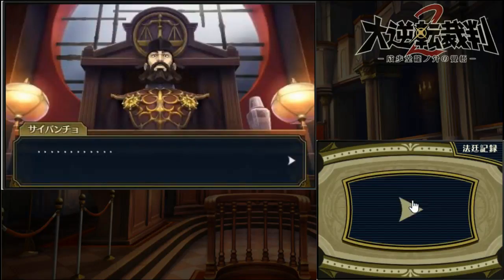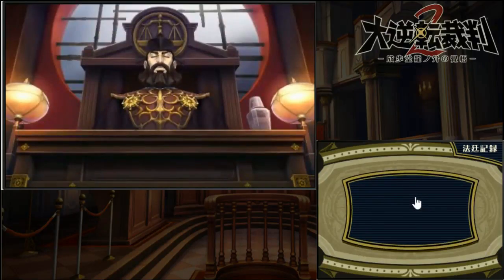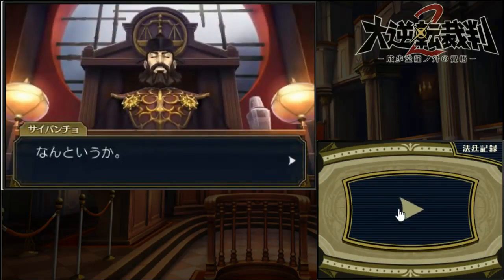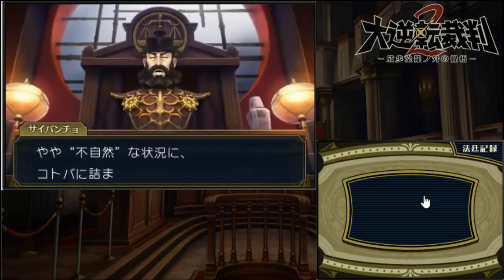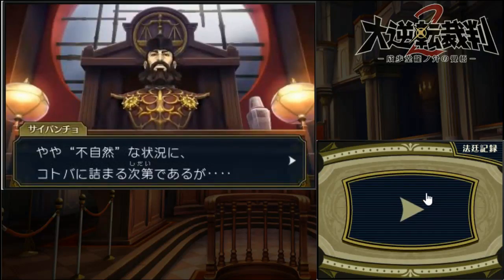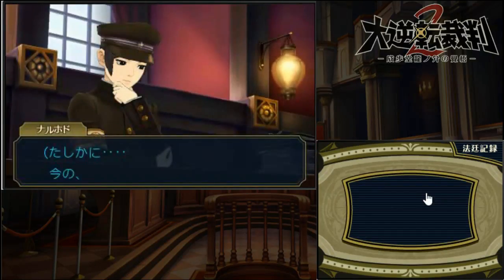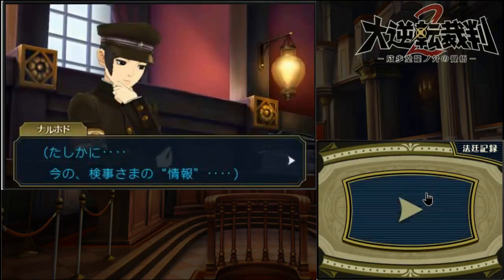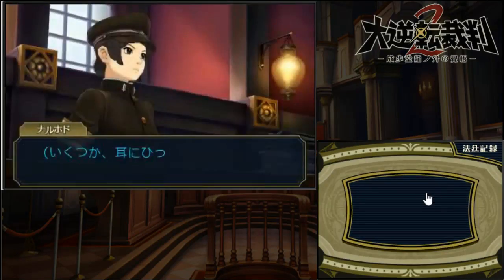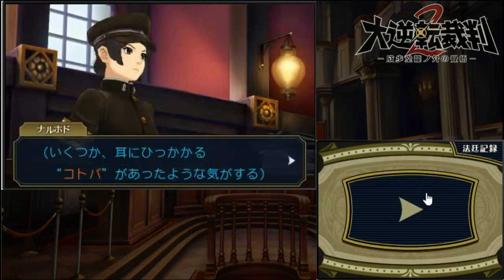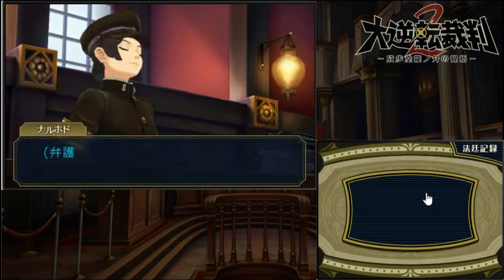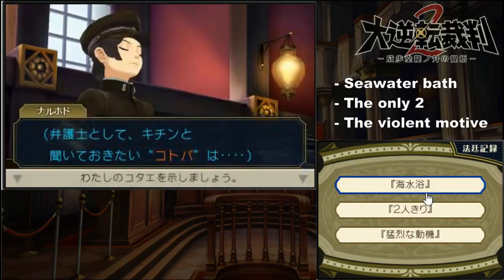There seems to be some details missing here, my good friend. How do I say this? I'm at a loss for words by the odd circumstances presented. Indeed, the prosecutor's information just now. There are some points that I can't help thinking it should be brought up. As an attorney, the information I should ask for additional clarity would be the seawater bath, there were only 2 people, and the violent motive. Let's go in order.